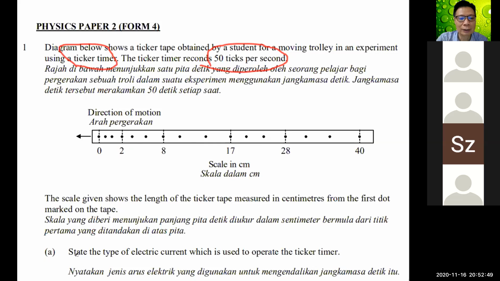So now the question. State the type of electric current used in a ticker timer. I want to ask you one answer. The ticker timer must be able to vibrate, like that. So must use what current? Must use what current then? Angel, what current must, yes?